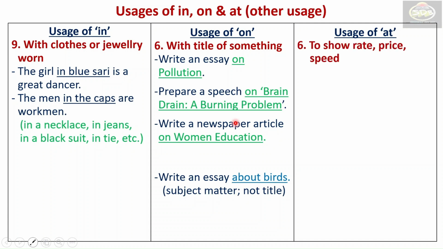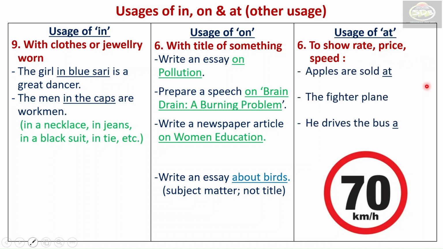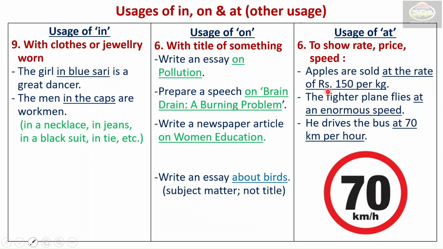Next one is to show rate, price or speed of something. Example: apples are sold at the rate of 150 per kg. At the rate of 150 per kg. The fighter plane flies at an enormous speed. At an enormous speed. It indicates speed of something. He drives the bus at 70 kilometers per hour. This is speed. Therefore, we use at.